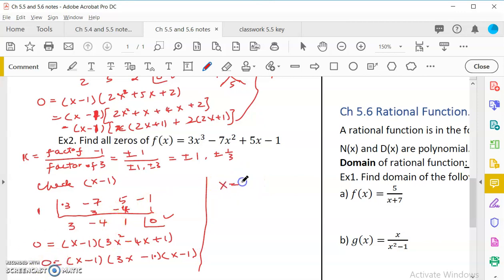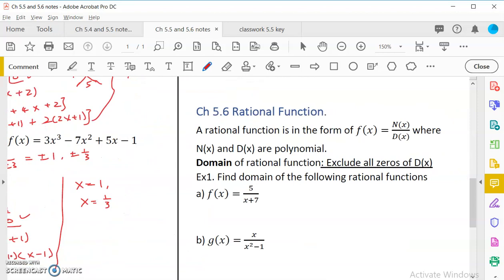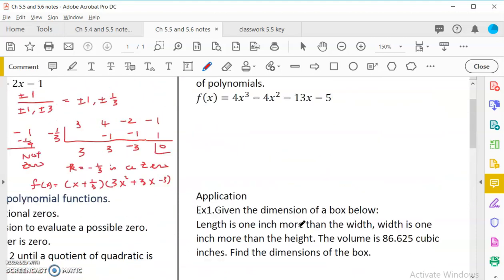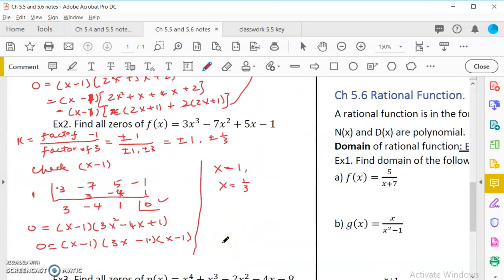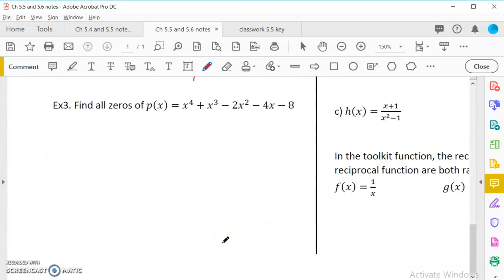So x is equal to 1, x is equal to 1/3, and x equal to 1 again. So it's multiplicity of 2. I have 2 zeros. One of them is a double root. Oh, I think I have another one. So another one, yeah, the third example.